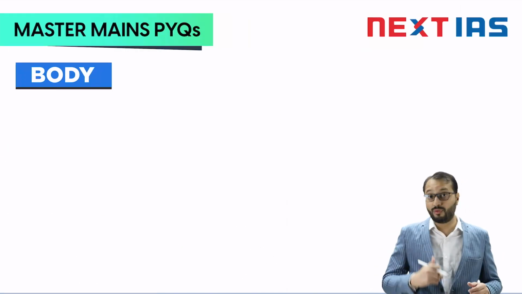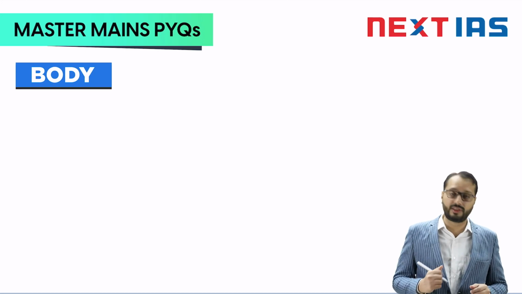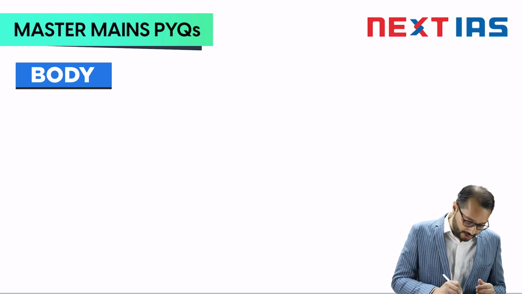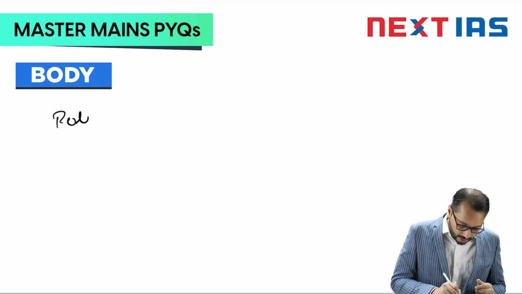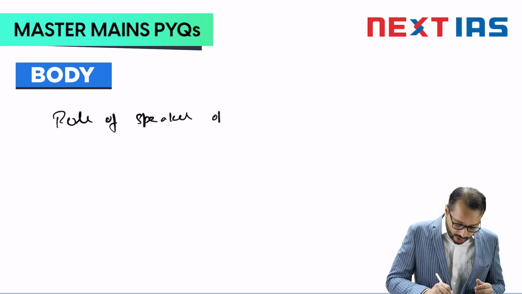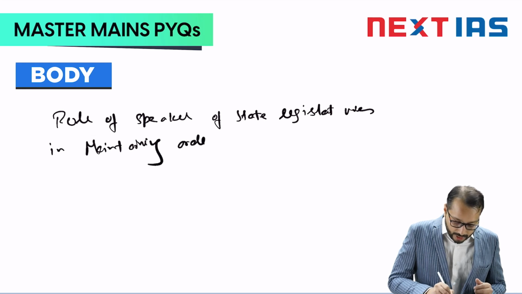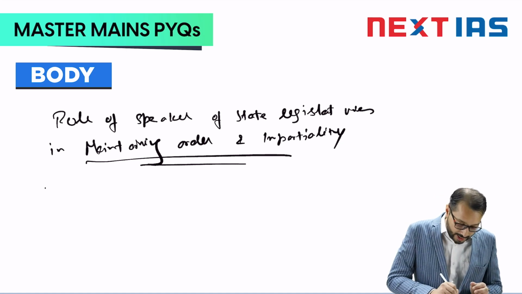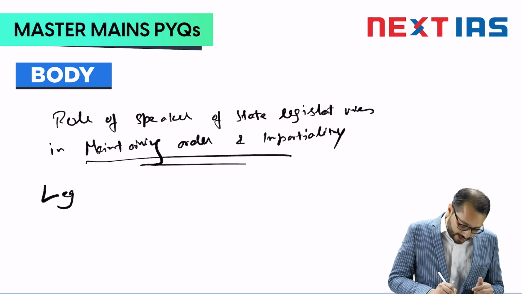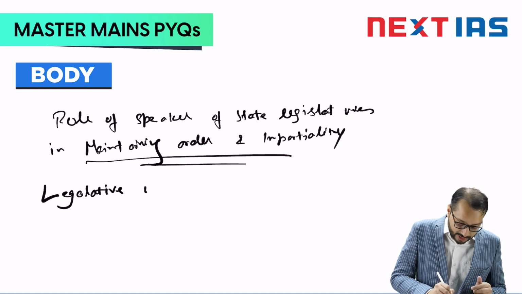Now, let us see how you would proceed with this second part, the body. We will create a heading: role of speaker or presiding officers of the state legislatures in maintaining order and impartiality, right. So that is what the question is expecting. Under that, we can create a subheading, that is, as far as legislative work is concerned.